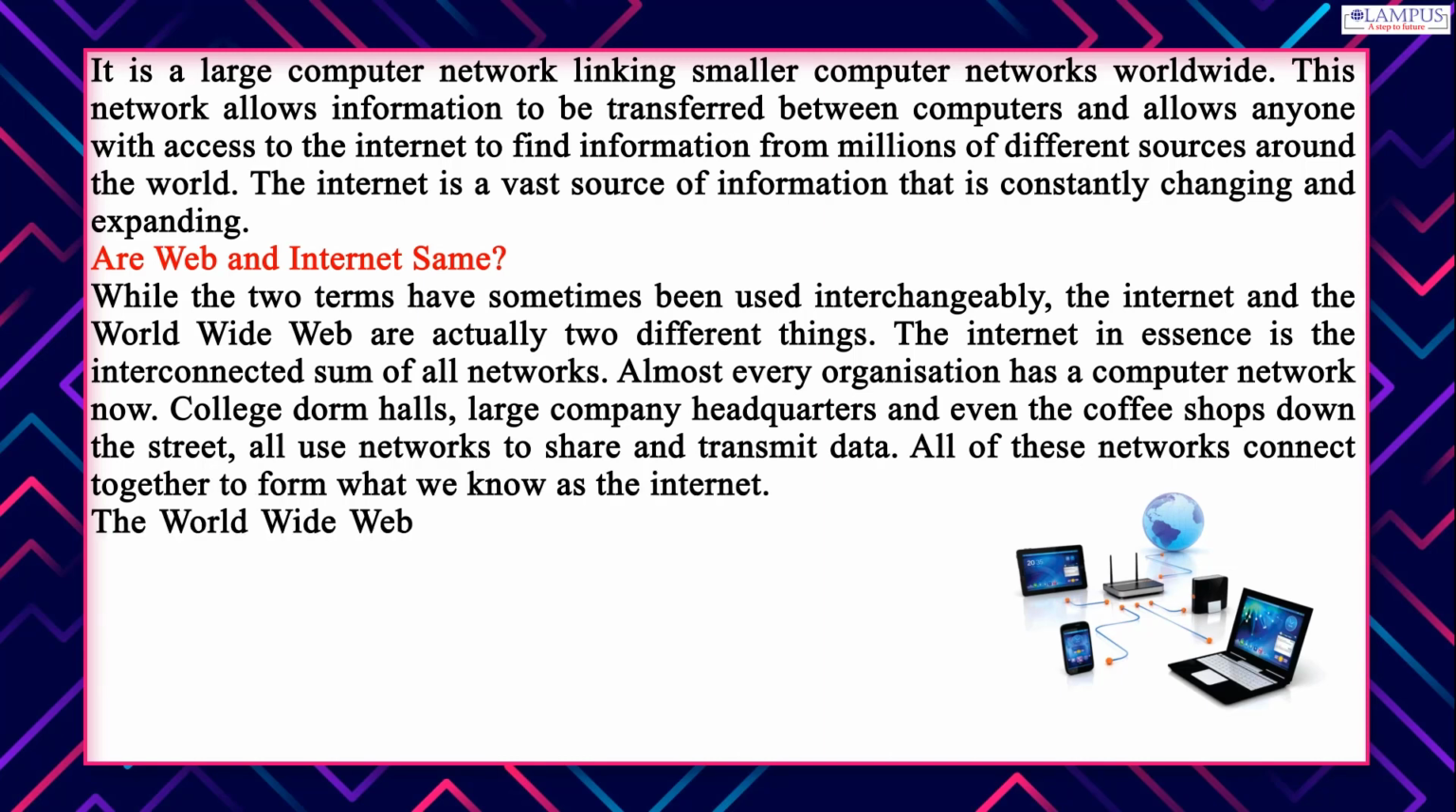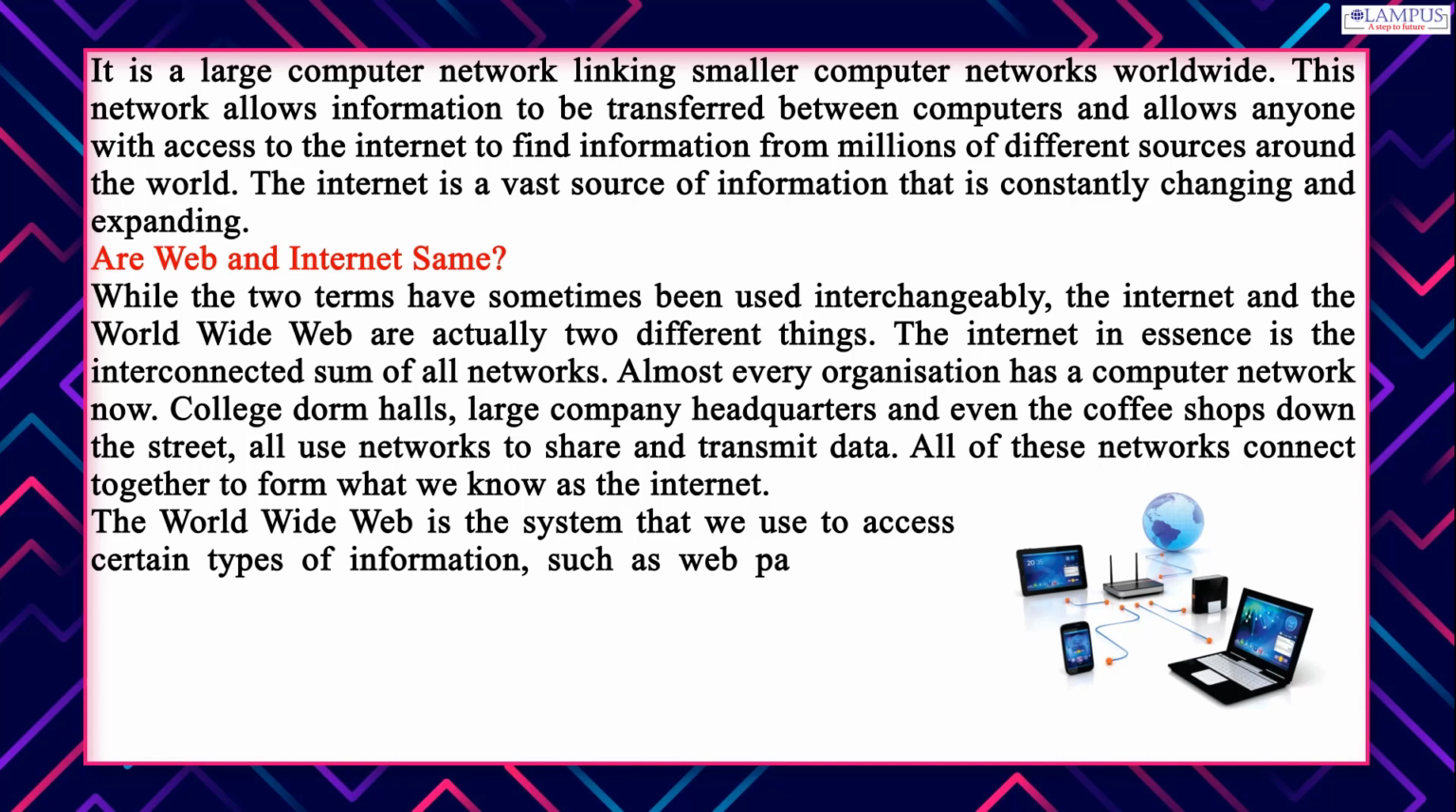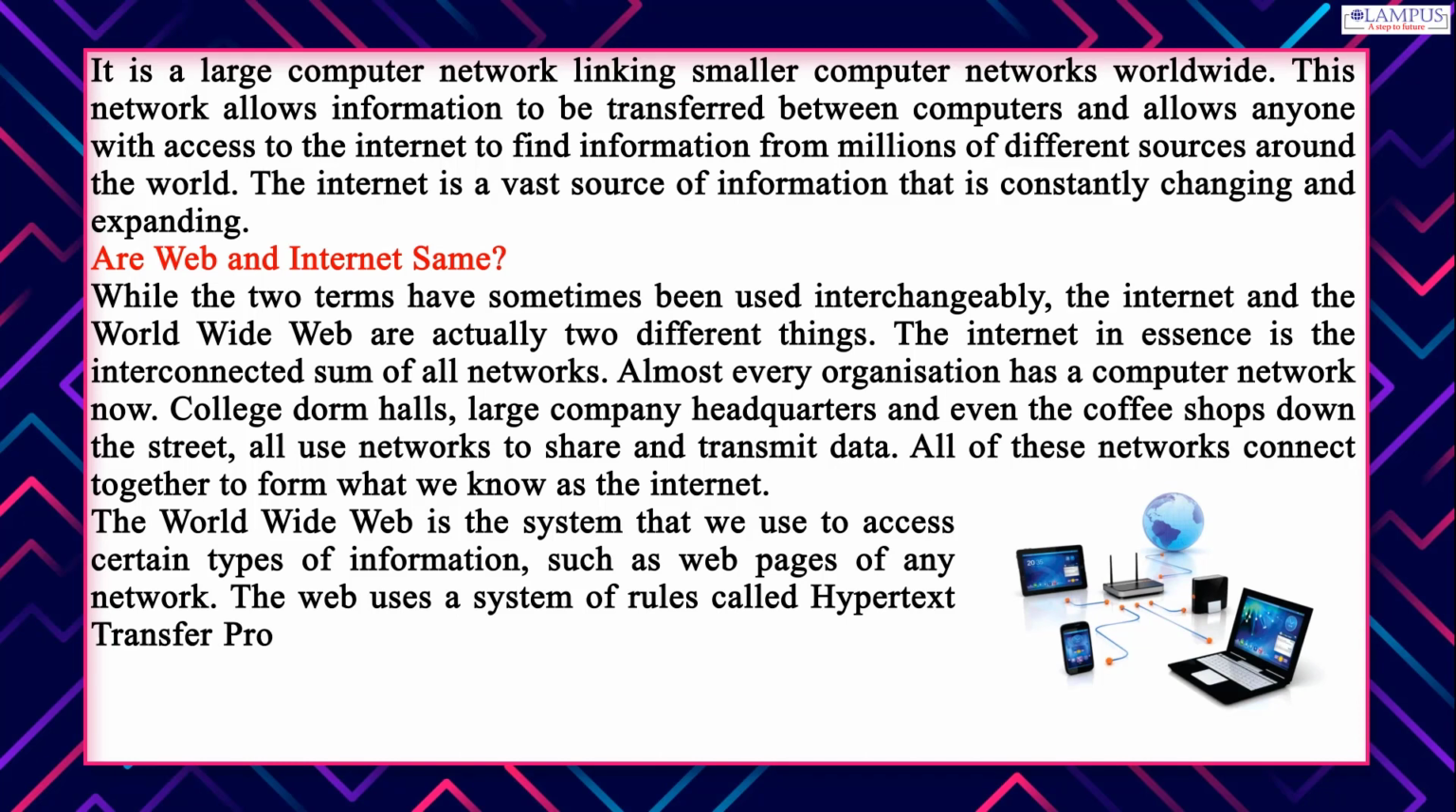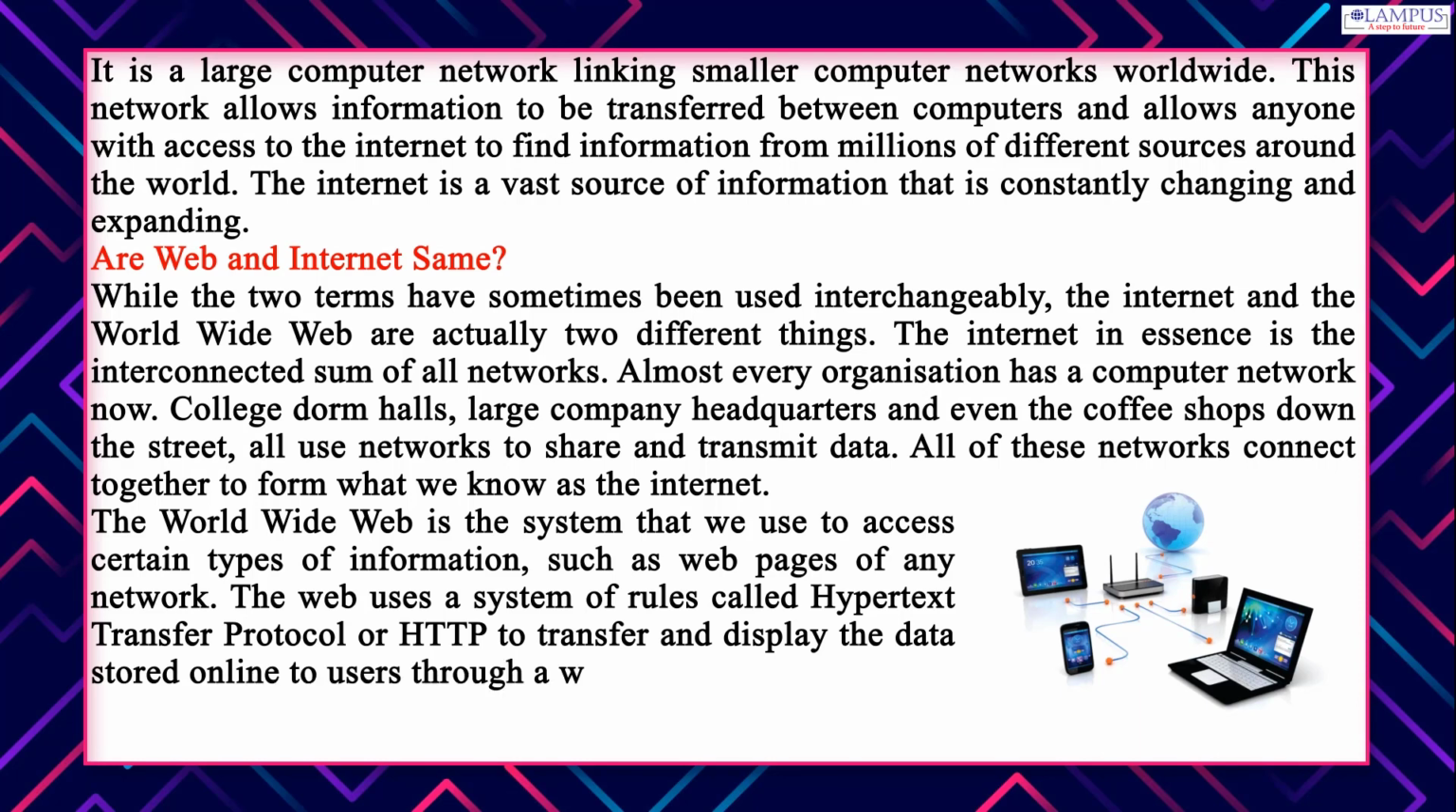The World Wide Web is the system that we use to access certain types of information, such as web pages, of any network. The web uses a system of rules called Hypertext Transfer Protocol, or HTTP, to transfer and display the data stored online to users through a web browser.